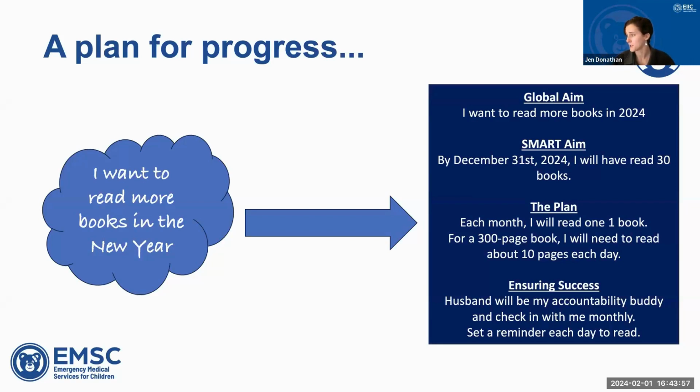And then also ensuring success. So you have evaluative measures that you have to meet. Also, you have other team members that you're accountable to. You have your project officers you're accountable to. For me, in the case of books, it's my husband. So having an accountability buddy to check in with me monthly. So again, this is a really silly example, but it really sets the framework for what we're trying to do with this quality improvement work.